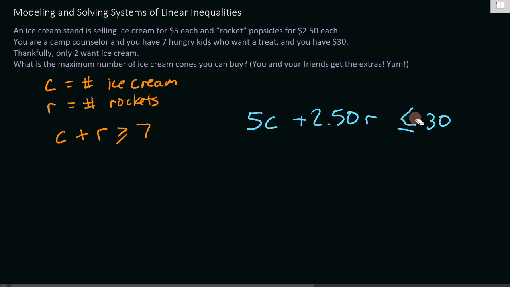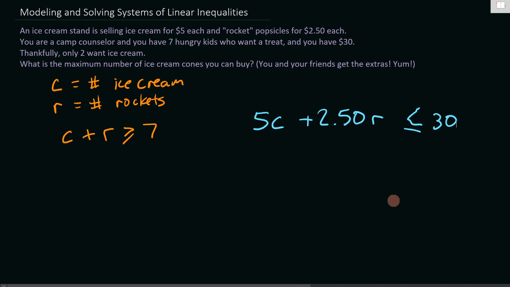Okay, so you've got this $30, you've got your 7 items, and you also know that only 2 of the kids want ice cream. Now, this is sort of tricky because we don't actually care about the 2 who want ice cream. What we care about is the ones who want rockets. The reason is because we care about the maximum number of ice cream you can buy. So the ice cream is going to be at least 2. So we know that C is going to be at least 2.